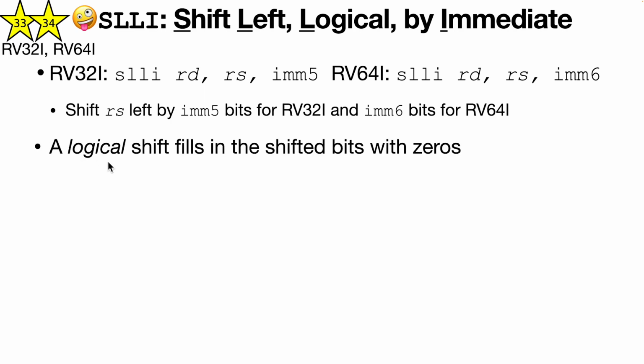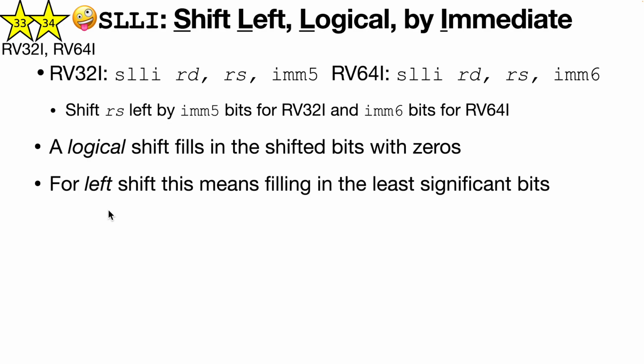Now this is a logical shift. In a logical shift, you fill in the shifted bits with zeros. We'll show that in a second. And this is a left shift, meaning that it's going to be those least significant bits as we shift over to the left. So let's draw a picture of that. Let's assume that we had silly of A4, A5, 12. That's going to take the A5 register, shift it left logically by 12 bits, and put the result into A4.